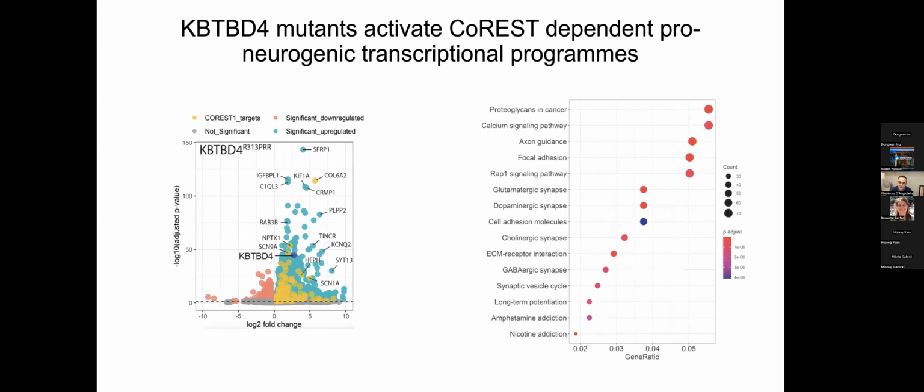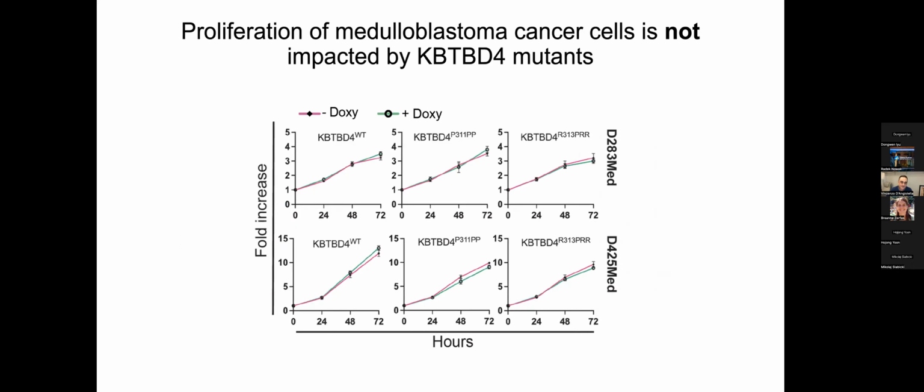But when we looked at the gene enrichment to understand which set of genes was upregulated, there was a little bit of surprise because we observed a lot of pro-neurogenic program, genes involved in axon guidance, glutamatergic synapse, which was quite counterintuitive because why would you have an upregulation of pro-neurogenic signaling when you want to promote cancer? And there was also no effect on proliferation, because when we express this KBTBD4 mutant in our cell line, we don't have any effect in increasing cell proliferation.